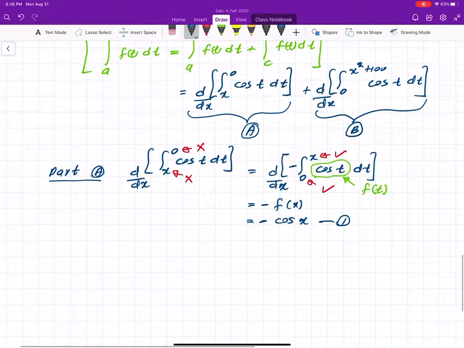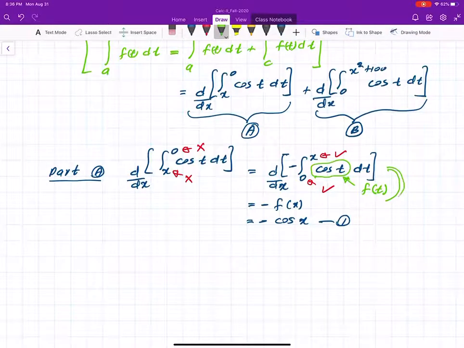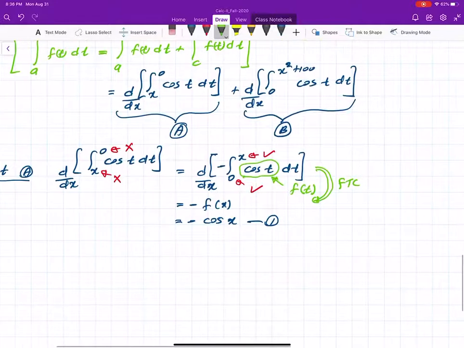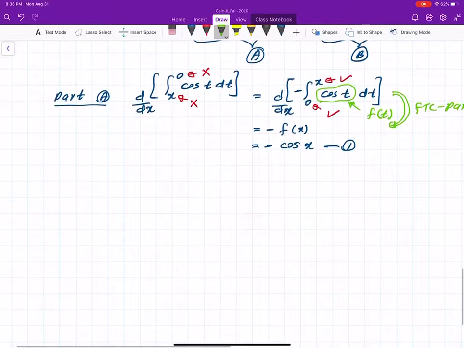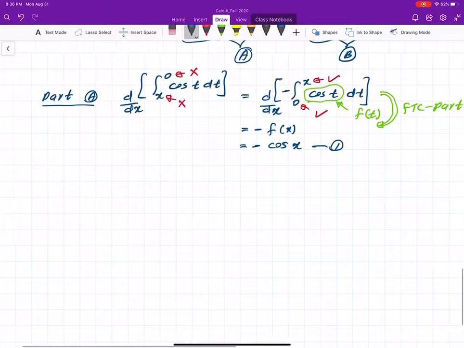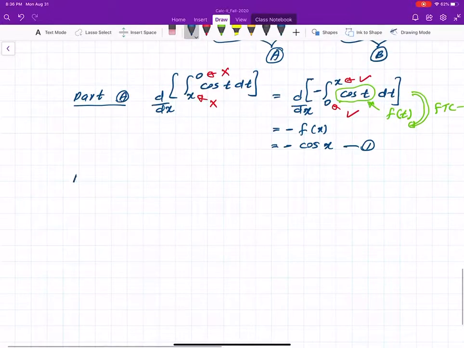Okay, now move to part B. If I want to show you the place where you use the fundamental theorem of calculus, that is this step. This is the place where I use the fundamental theorem of calculus. Now this is part 2, part B.